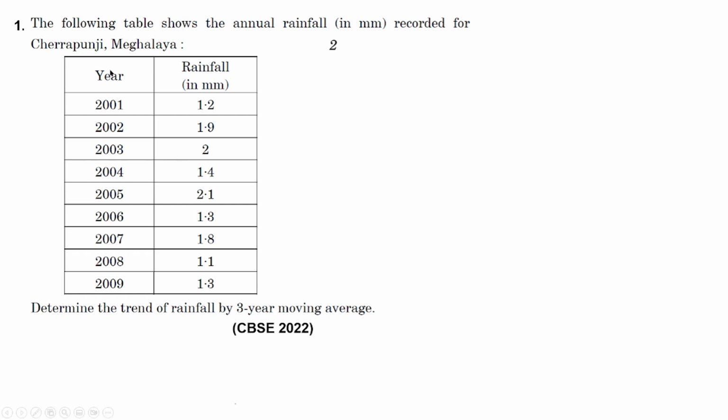So here we have the first question. The following table shows the annual rainfall in millimeter recorded for Cherrapunji, Meghalaya. So for various years, the rainfall in millimeter is given in this table. We have to determine the trend of rainfall by 3 years moving average. Now this question carries 2 marks. The same question is there in the CBSE Handbook.